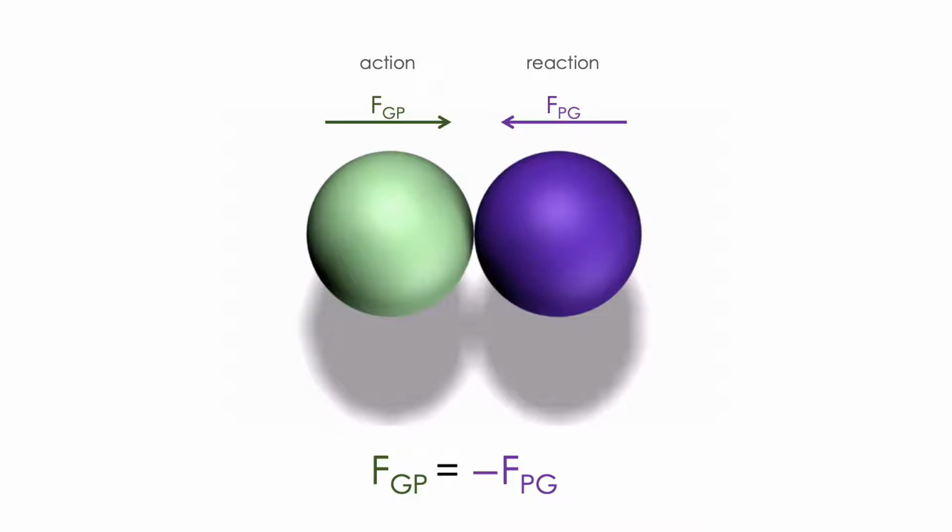In this example, we can clearly see that Fgp and Fpg are in opposite directions. However, it would be difficult to explain that these forces are equal as well. So let us now see an example to understand that action and reaction are also equal.